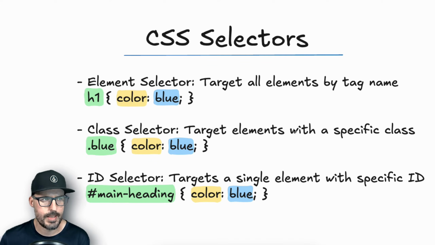Now we also have class selectors, and this specific type of selector will target elements with a specific class. This is specified through the HTML class attribute. In this case, to use a class selector, you use a dot, which basically means you're using a class selector, and you're going to target any HTML elements with the class of blue.